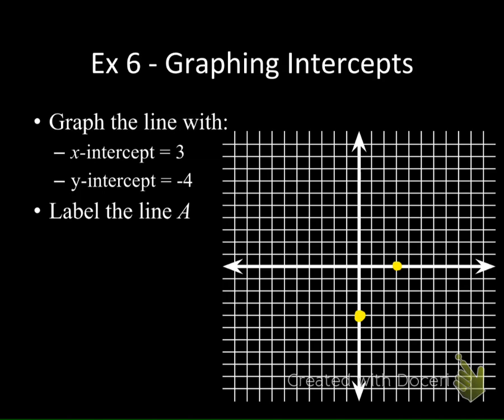And then you just graph your line using a straight edge. Make sure we go to the end of our coordinate plane. The line goes through all plotted points and it has arrows. Now this line has a name. What's the name of this line? Line A. So we're going to go ahead and label it line A.